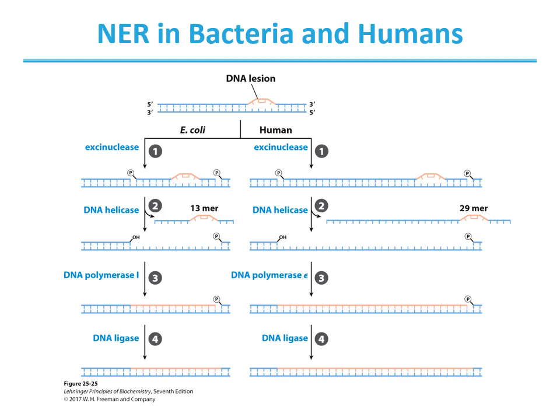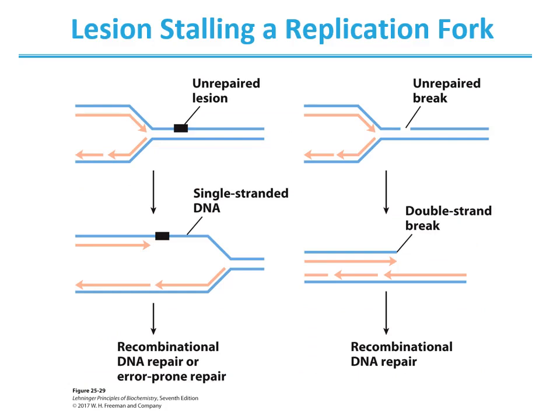cigarette smoke. What happens if there's no template to correct for an error? Here are 2 scenarios where this can occur. If the replication fork encounters an unrepaired lesion, as shown on the left, or a strand break, as shown on the right, replication generally halts and the fork may collapse. Alternatively, a lesion is left behind in an unreplicated single-stranded segment of DNA, as shown on the left. A strand break becomes a double-strand break, as shown on the right.